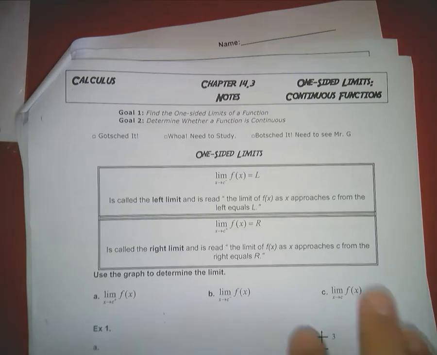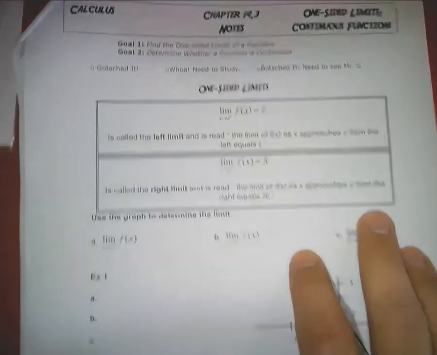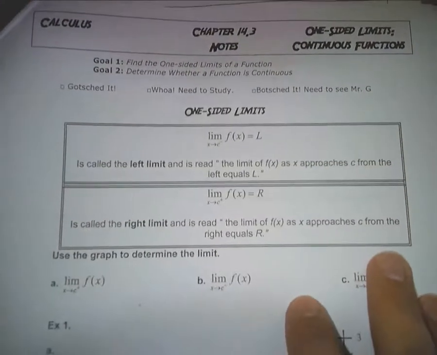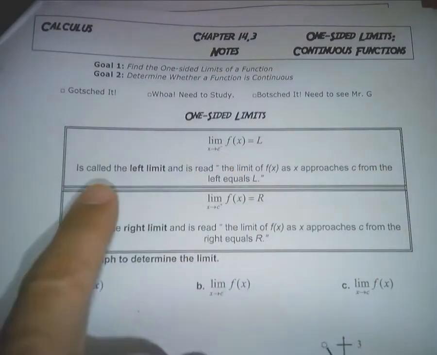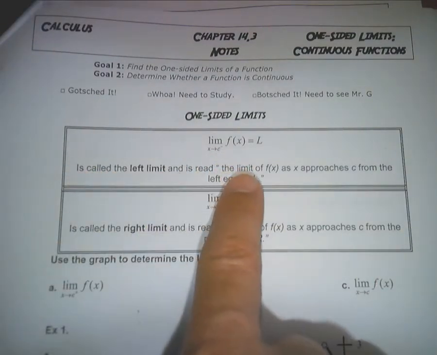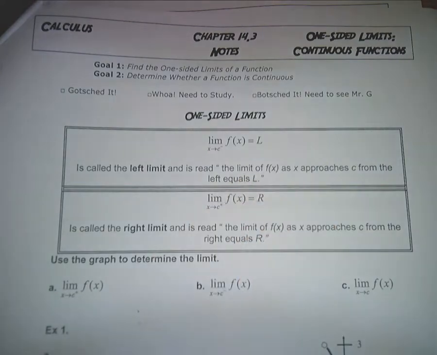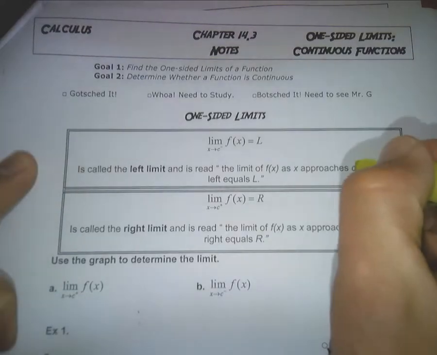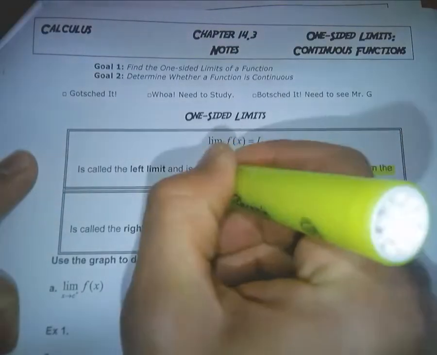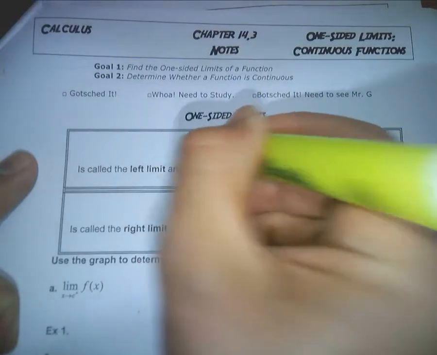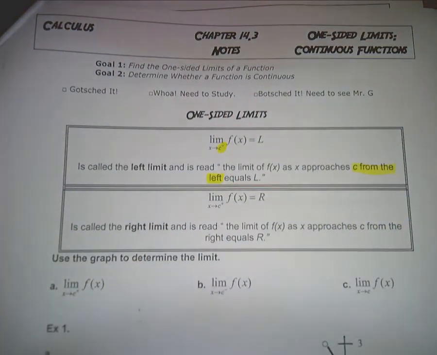Okay, so as I take a look, goal number one, find the one-sided limit. That's what these boxes are talking about here. Okay, so one-sided limit is called a left limit, and it reads like this. The limit of f of x as x approaches c from the left is equal to L. And the way I know it's coming from the left is because of that little negative there. Do you guys see that little negative sign where an exponent would be? That's not a typo. Okay, so when you see a c value with a little negative where the exponent is, that little negative means from the left.